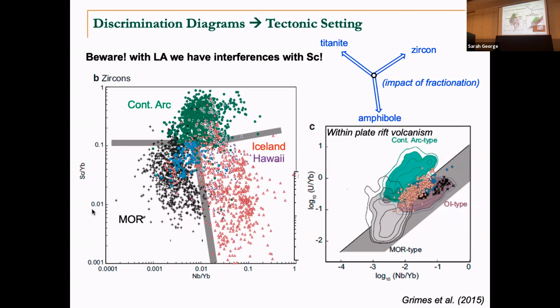Here they're plotting europium over ytterbium and scandium over ytterbium, and they're basically breaking out continental arc versus mid-ocean ridge type sources based on these zircons. It turns out this spread is essentially controlled by the impact of fractionation based on the crystallization of other phases, so titanite and amphibole. Depending on what you're crystallizing, you get a different spread.